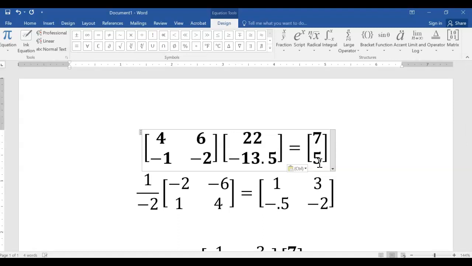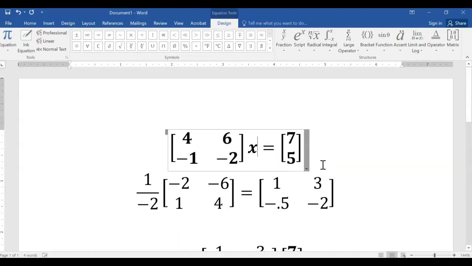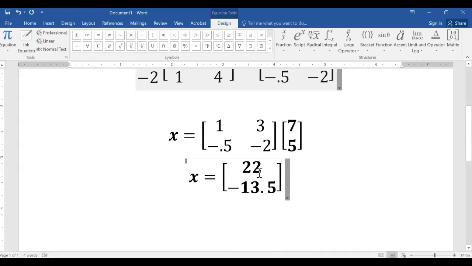4 times 22 plus 6 times -13.5 does in fact give me a 7. And then -1 times 22 minus 2 multiplied times -13.5 does in fact give me back a 5. All right, so the answer to that original equation, this equation, was the vector 22, -13.5.